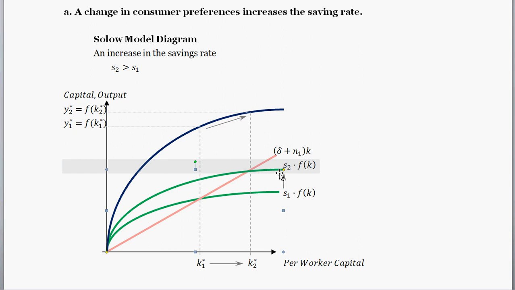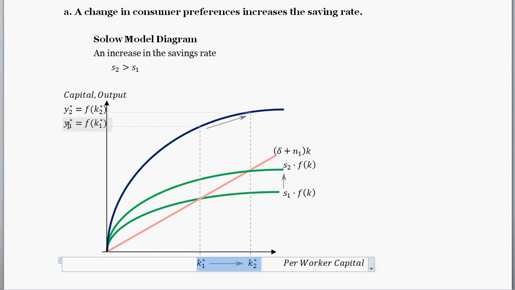Now let's think about steady state levels of capital. We're at K sub 1 down here. That was the steady state level of capital where the investment curve intersects the break-even investment line. Now we have a new steady state level of capital per worker at K star sub 2, which is where the break-even investment line, which has not changed at all, intersects our new investment line. Given the increase in savings, we can see that capital per worker has gone up.